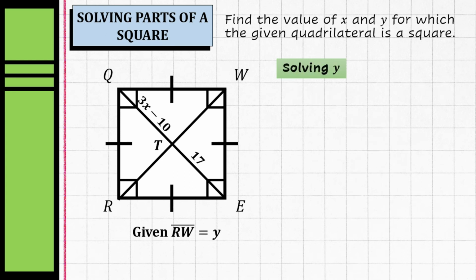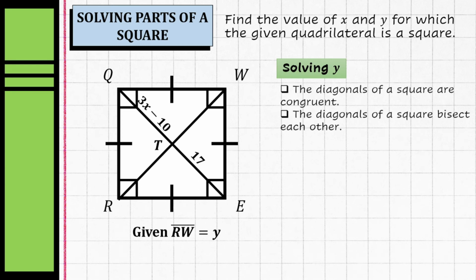Let's solve for the value of y. So in solving for the value of y, we will use the following properties. First, the diagonals of a square are congruent. Second, the diagonals of a square bisect each other. Using this property, we can say that segment QE is congruent to segment RW. The diagonals of our square will be congruent. And also, segment QT is congruent to segment ET. We will use that in identifying the measurement of segment QE.